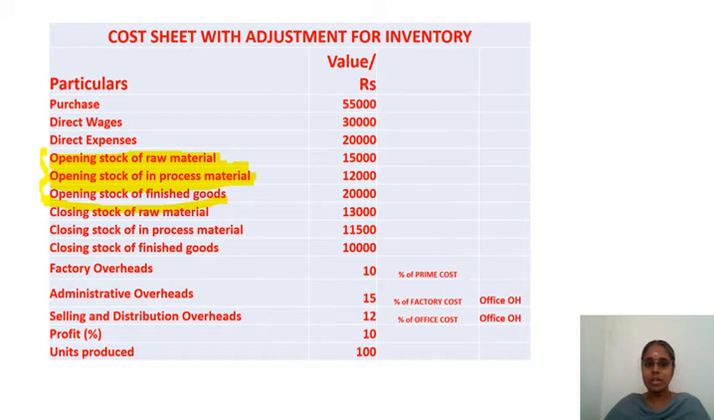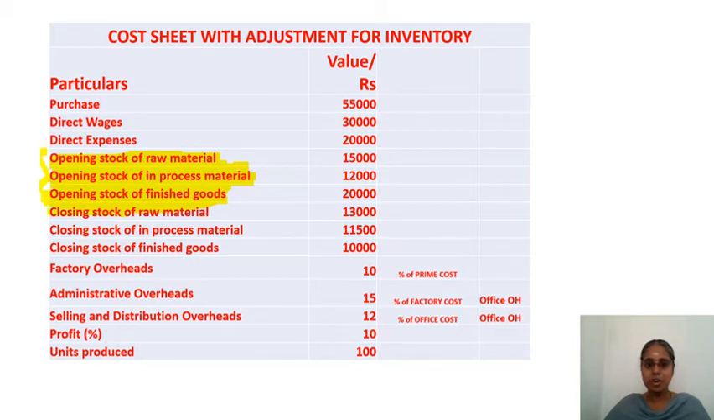Then opening stock of finished goods. Finished goods are cones that are packed and kept. So those cones that are packed and kept at the start of the month, say all these things on 1st March 2020. I'm telling this as an example for a month's data. If it is a year's data, then it is 1st April and 31st March of the next year.